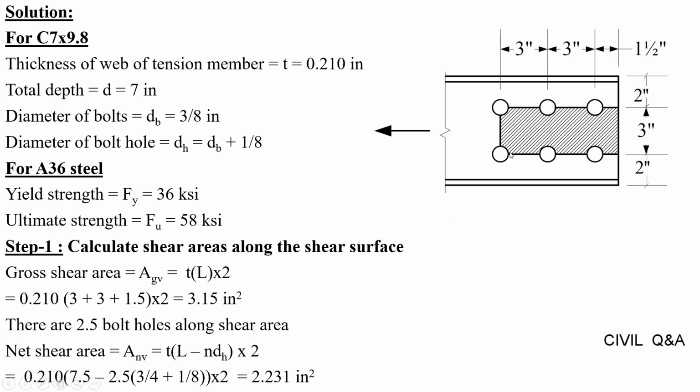We can see that there are 2.5 bolt holes along the shear surface, that is 1, 2 and 0.5. The net shear area is equal to the thickness of the web times the length of the shear surface minus the number of bolt holes times the diameter of the bolt hole, times 2. Putting values, we get the net shear area along the shear surface.